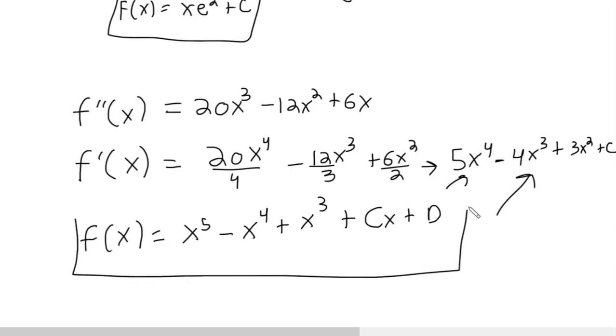And I'm not calling it c because I already used the variable c. If this was b right there, then of course that could be c. But because I already used c, I can't use it again. So I'm just going to call this d. And that's my answer. So it's x to the fifth minus x to the fourth plus x cubed plus cx plus d. So really straightforward process.